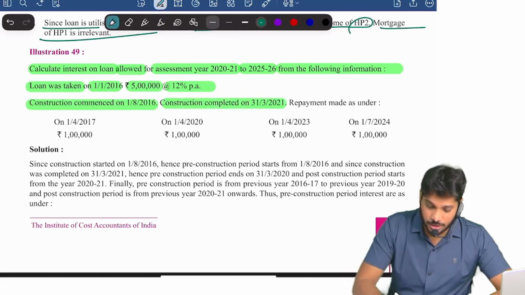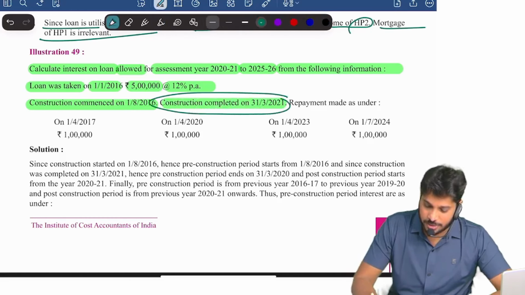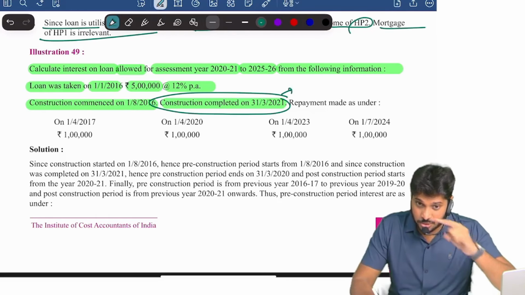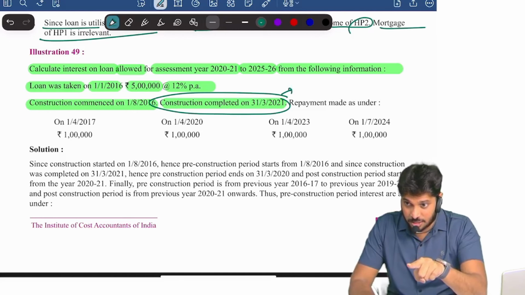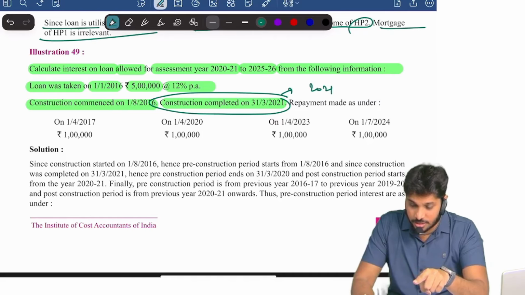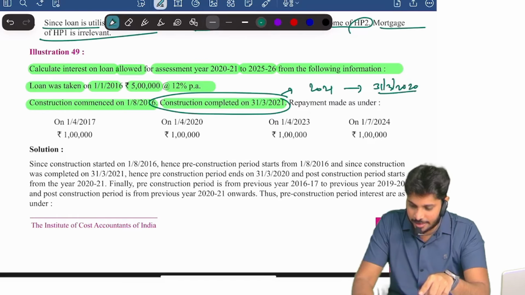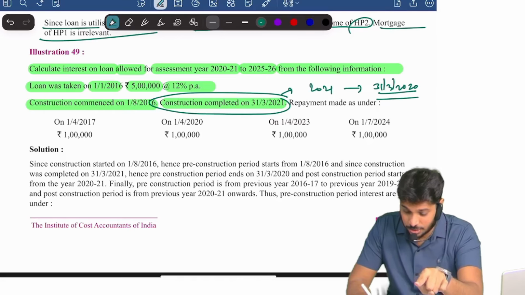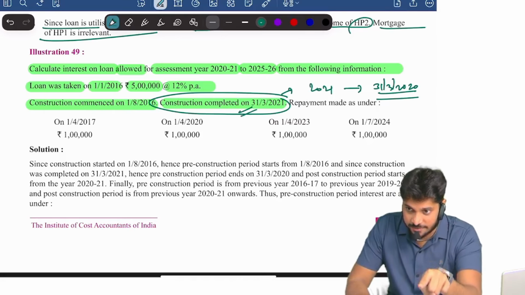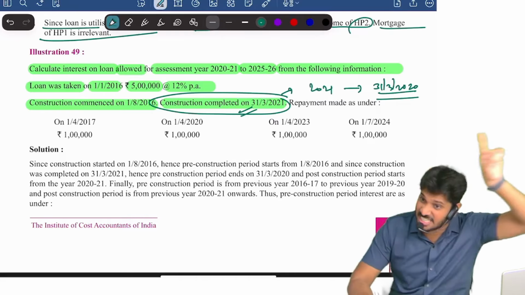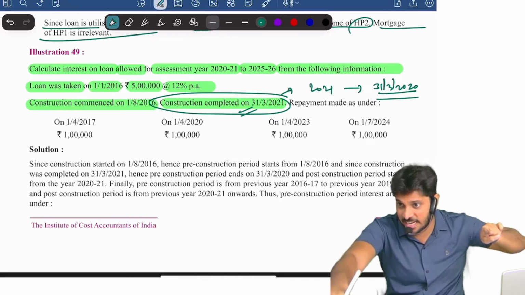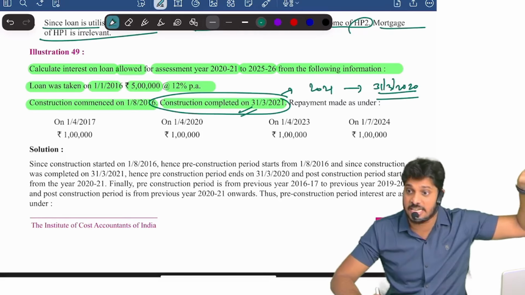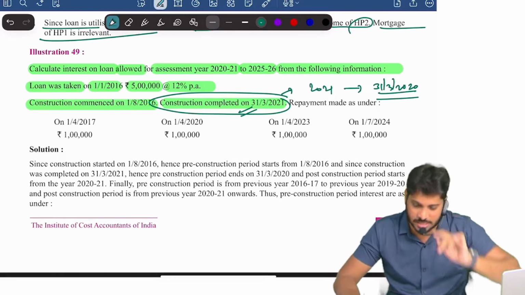Construction completed on 31st March 2021. So 31st March 2021, that is the date of completion of construction. 2021 is year of construction. Before March means 31st March 2020. This is pre-construction period ending. Yes or no? If construction is completed on 31st March 2021, pre-construction means what? Not that date, right? Pre-construction previous year, that before date 31st March, correct?